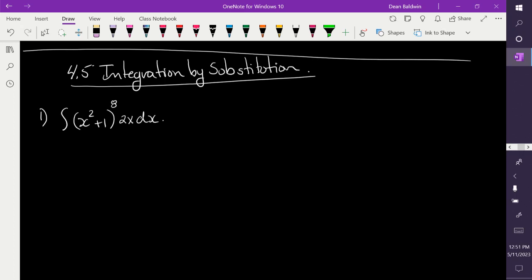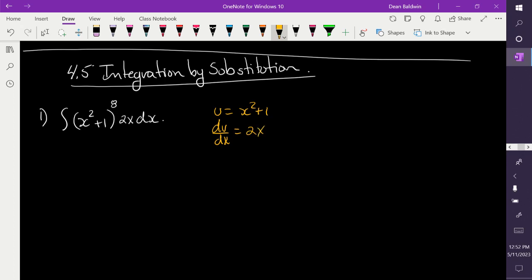Okay? So we just go off to the side and we go, okay, we're going to let U equal everything that's in the brackets, x squared plus 1. And then what we're going to do is take the derivative of that. So the derivative of U with respect to x, du dx, is equal to what? 2x, right? Just 2x.